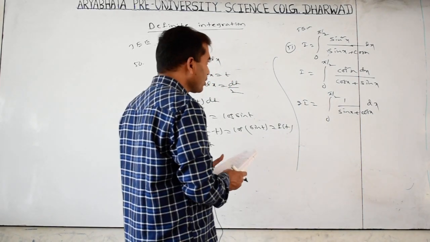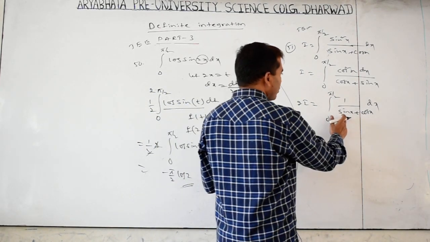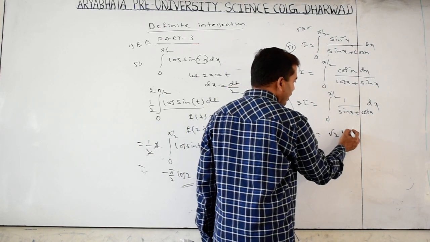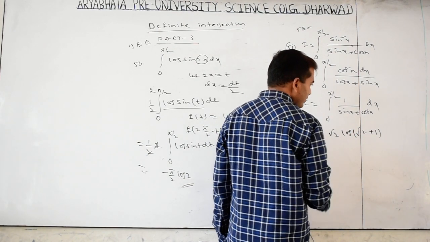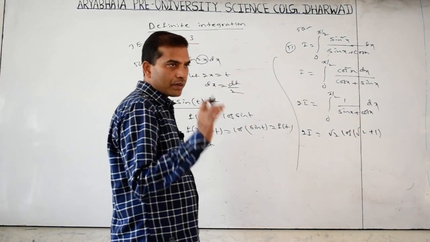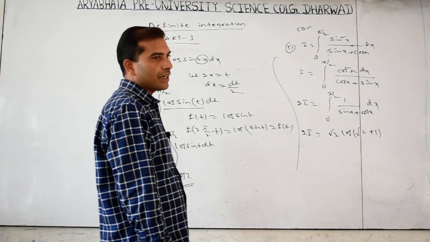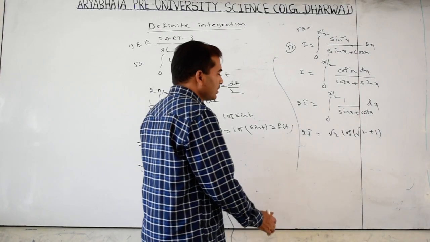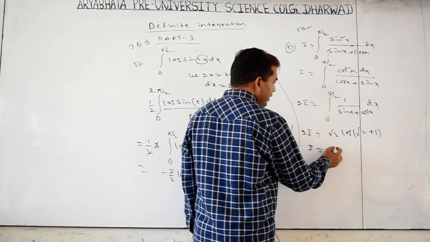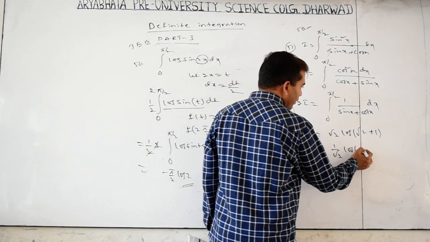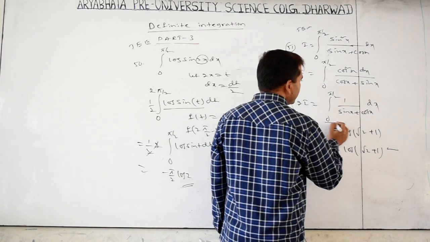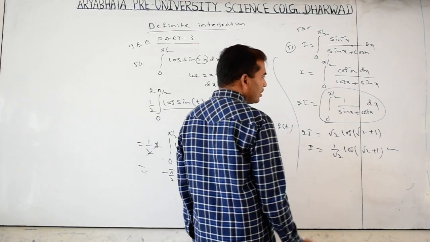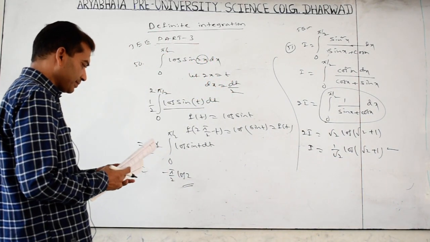So 0 to pi by 2, 1 by sin x plus cos x, is a standard result. Part 1 has discussed root 2 into log of root 2 plus 1. Before going to the exam, compulsorily go through the standard results because it saves time. I is equal to root 2 by 2, which means 1 by root 2, log of root 2 plus 1. This is the standard result: 0 to pi by 2, 1 by sin x plus cos x dx equals root 2 into log of root 2 plus 1.